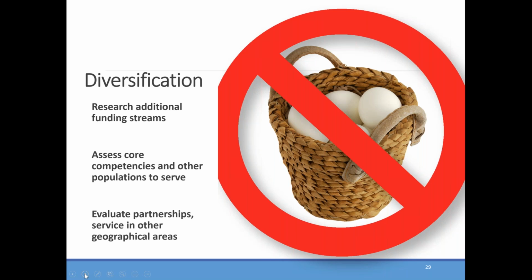Do like I did in my agency. I began to look at some welfare to work populations, people who needed to get into jobs, but they needed skilled people to help them do that.